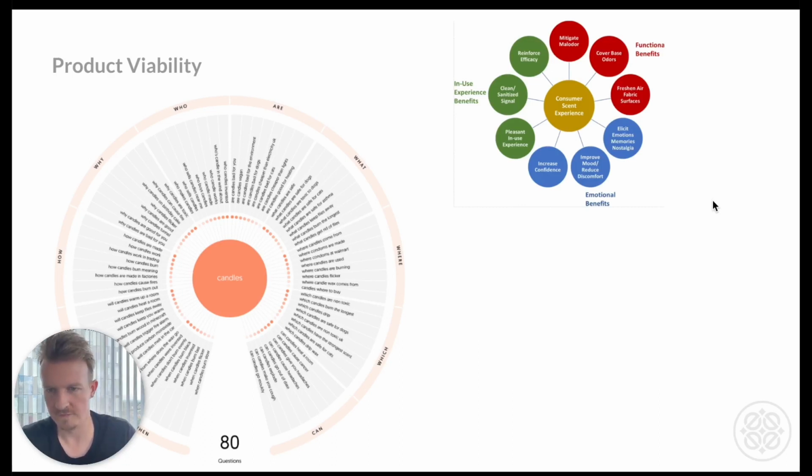People buy candles for different reasons. Either it's to improve their mood, have a pleasant experience, elicit emotions. Okay, so I need to really focus on the emotional benefits of a product, less so about the functional benefits. Yes, it's great having a smelling product, but I also want to focus on the emotional benefits.